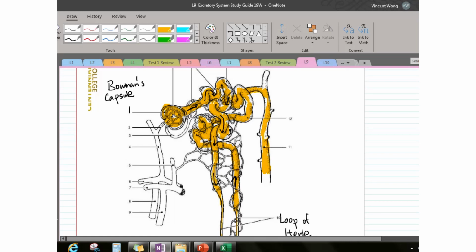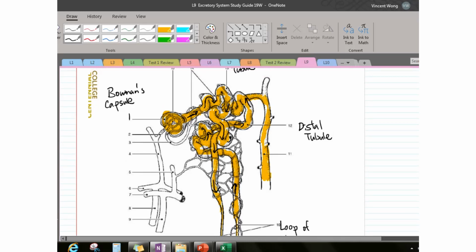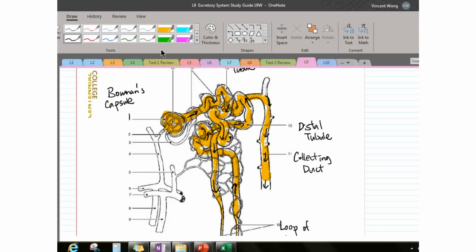So this is going to go back up to number 12, which is the distal tubule. And finally, it's going to go into the collecting duct. So after the collecting duct, of course, again, it's going to go to the renal papilla, then the minor and major calyx, and so on and so forth. All right, so there is your nephron.